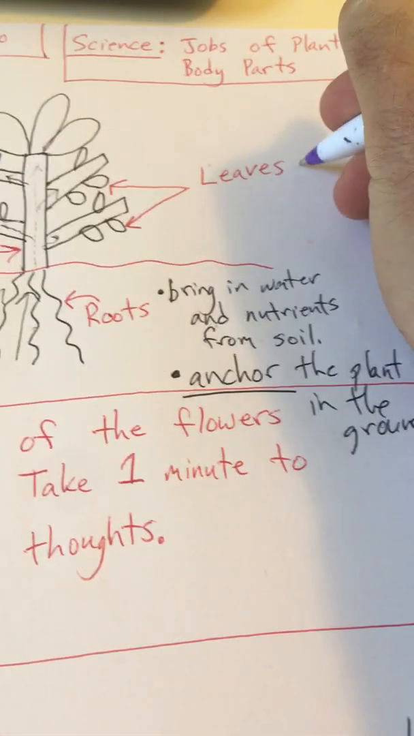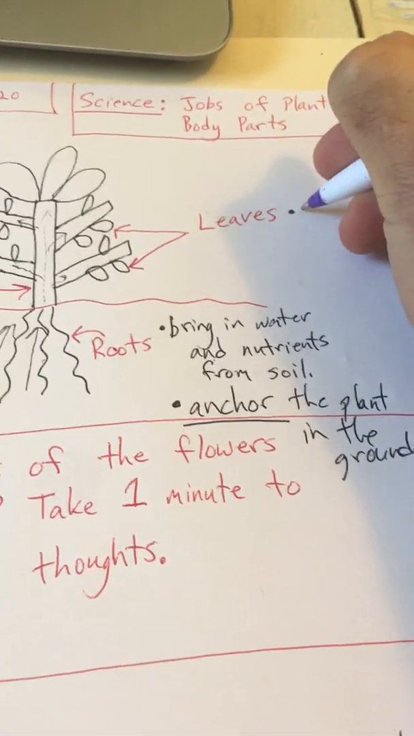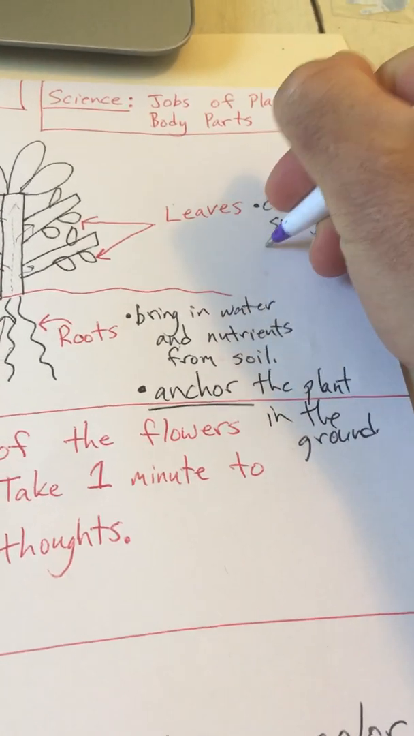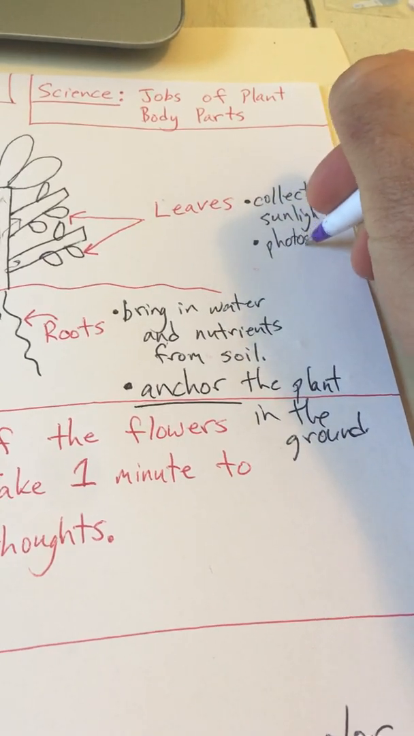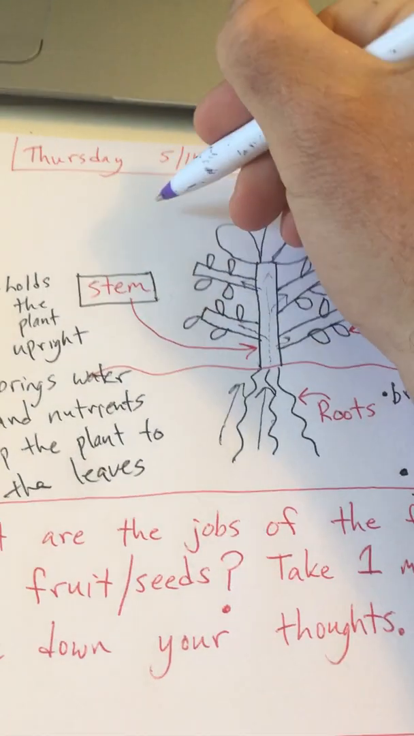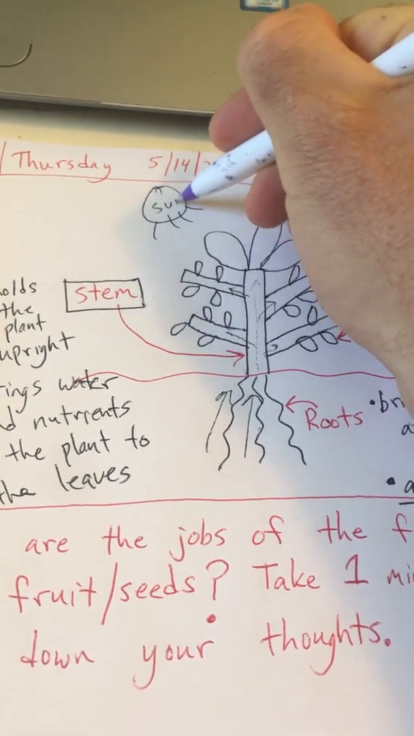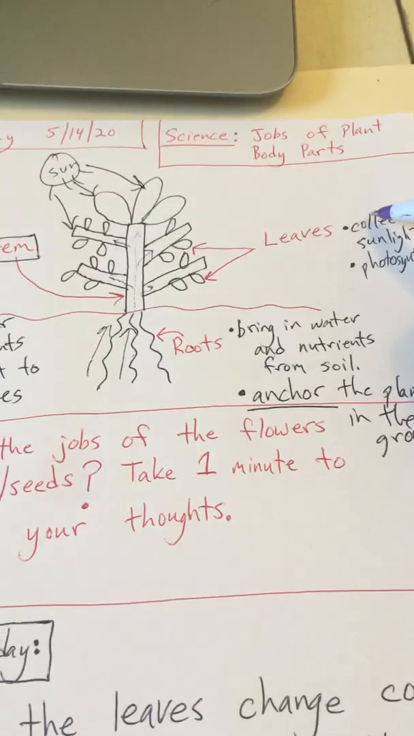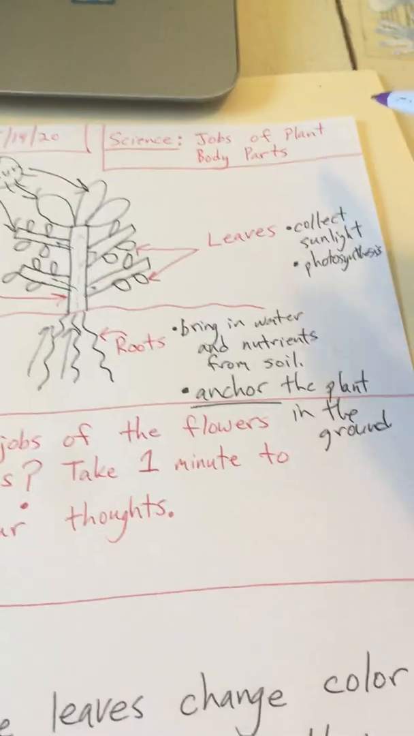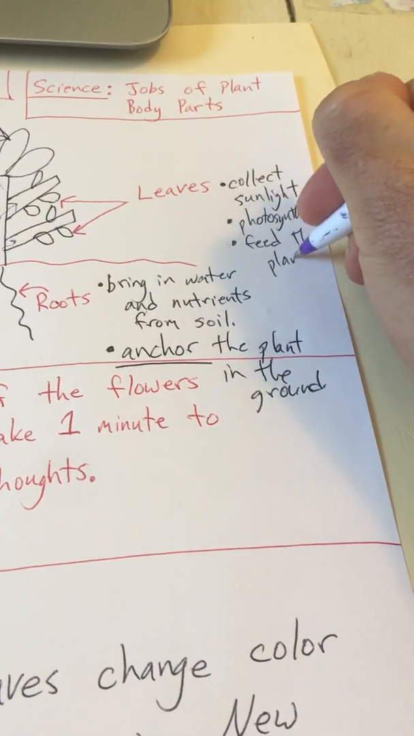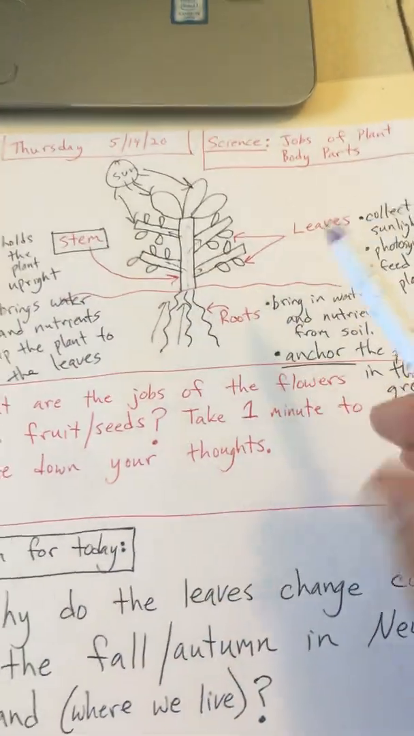Okay? So now that leaves us with the leaves. The job of the leaves is to collect sunlight for photosynthesis. Okay, and photosynthesis actually happens in the leaves. So their job is when the sun is shining up here, they are collecting sun, and they are using that sunlight that they're collecting for photosynthesis. So they feed the plant through that glucose that they create. Okay, so those are the jobs of the stem, the roots, and the leaves.